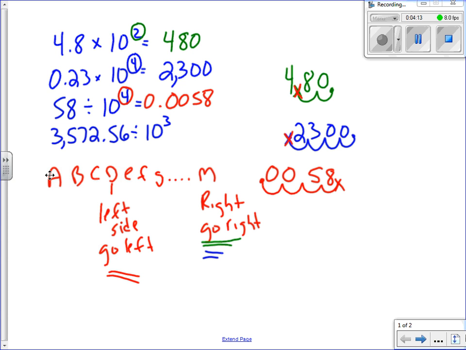Lastly, we're going to do 3,572 and 56 hundredths divided by 10 to the third. So here's my 3,562. Oh, excuse me, it's 72. So let's erase that. 3,572 and 60. Geez, I am just messing this one up. And 56 hundredths. Now, I know I'm going to move my decimal 3 place values.